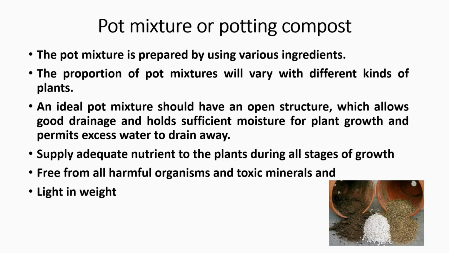Pot mixture or potting compost. The pot mixture is prepared by using various ingredients. The proportion of pot mixture will vary with different kinds of plants. An ideal pot mixture should have an open structure which allows good drainage and holds sufficient moisture for plant growth and prevents excess water from draining away. The pot mixture should supply adequate nutrients to the plants during all the stages of growth, free from harmful organisms and toxic minerals, and it should be light in weight.